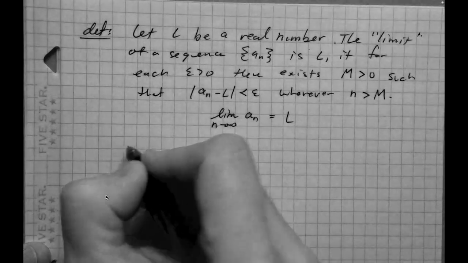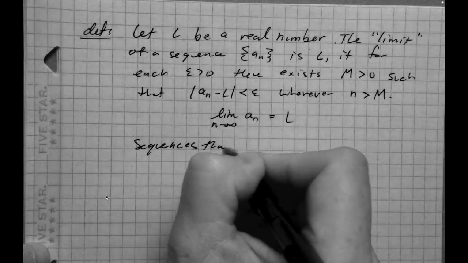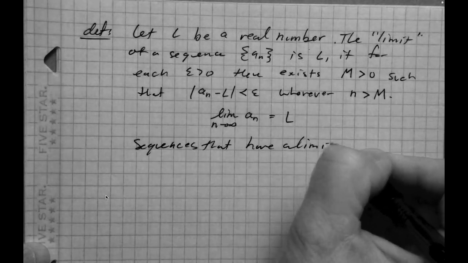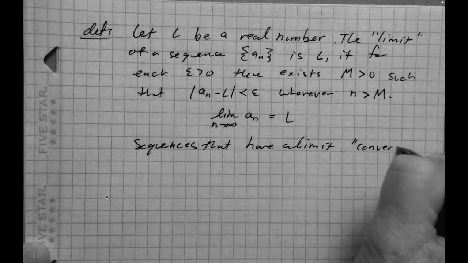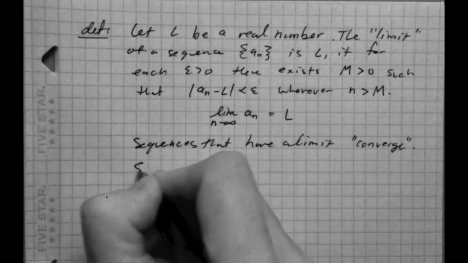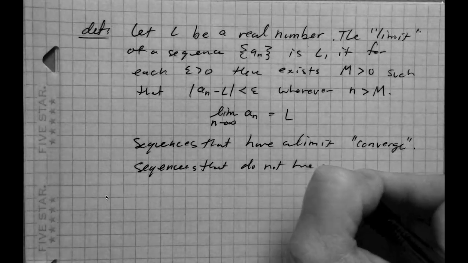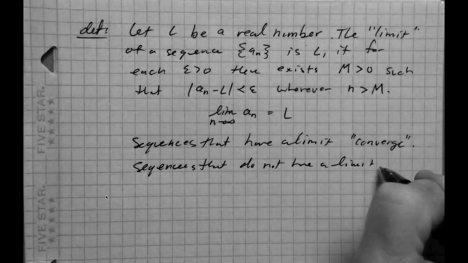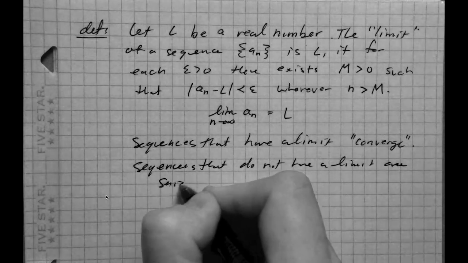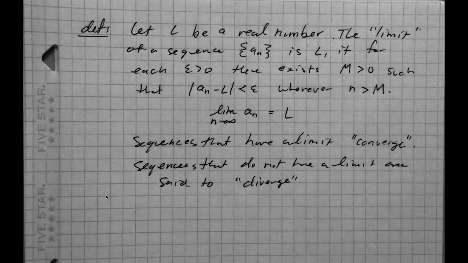Okay, sequences that have limits, as we already said, but we'll write it down here. Sequences that have a limit converge. That's the terminology we use. We say a sequence converges if it has a limit, and sequences that do not have a limit are said to diverge. So you either converge or you diverge, one of the two. If you have a limit, then you converge, otherwise you do not. Okay, all right, so what does this mean?